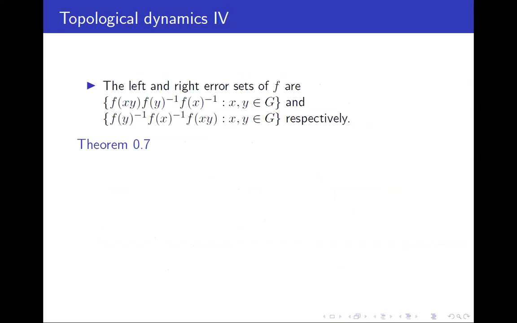And now the errors, left and right error sets. Left and right error sets, so I got it wrong already. Left one is f(xy) f(y)^-1 f(x)^-1, for x, y in G. These are subsets of the target space, right? So they are subsets of this GBG. That's the left error set. The other one is the right error set.